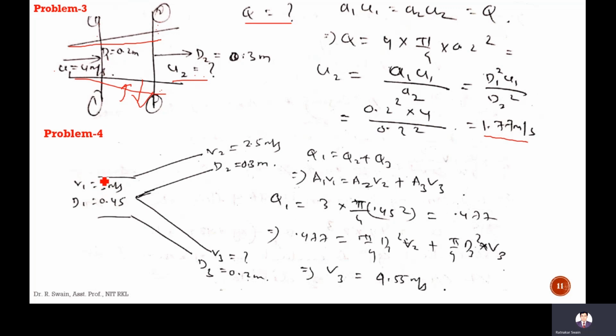Next problem, here one pipe is diverging into two pipes. Here velocity is given, diameter is given. Here velocity is given, diameter is given. Here velocity is not given, diameter is given. So next, here you see, this is the discharge Q.